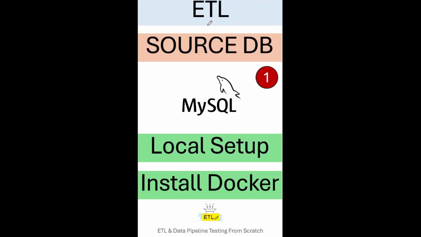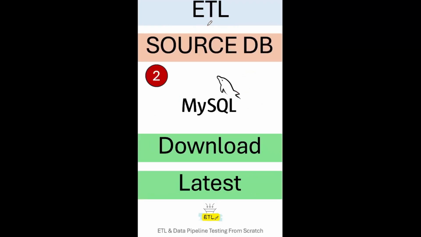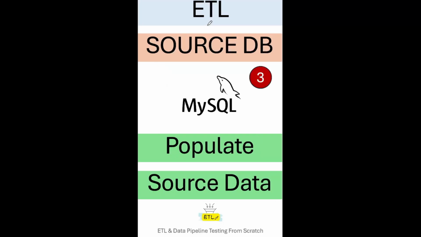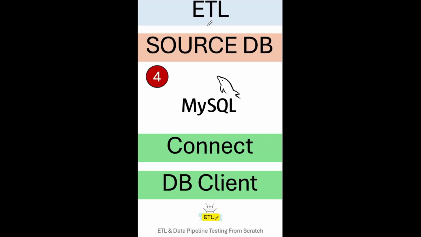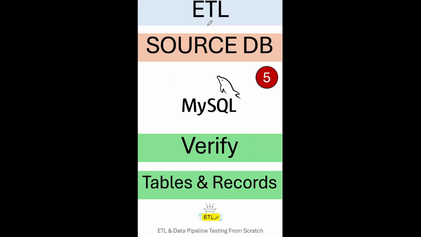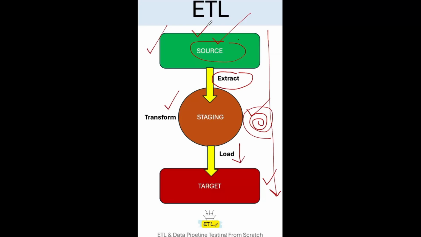So we can do that in simple 5 steps. Just install Docker, download the latest MySQL server, populate the source data, which is your DDLs, data definition language, like your table definition and schema definition. Then connect one of your DB clients, DataGrip or DBeaver. Then verify the tables and records, whether it's all available or not. Then we are done. Okay.